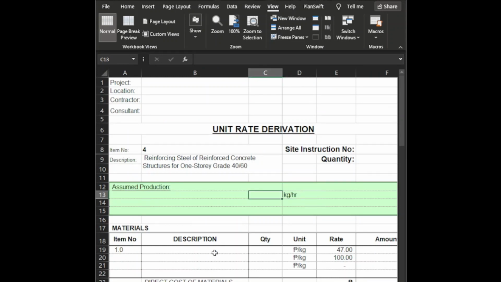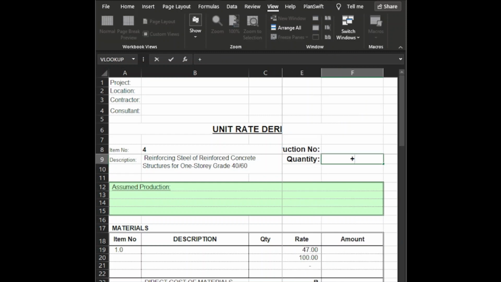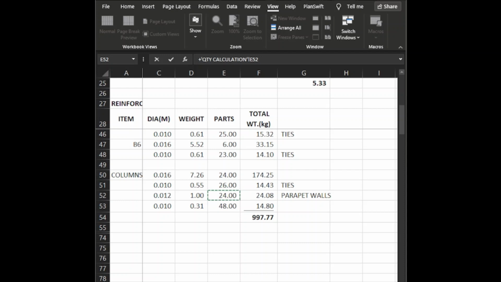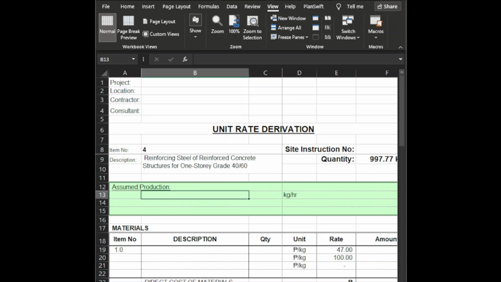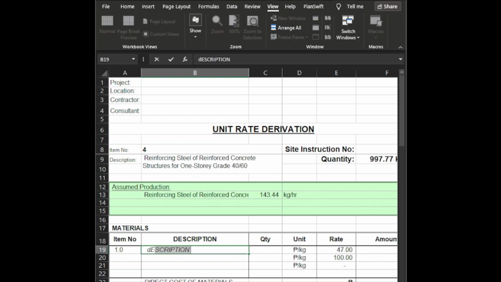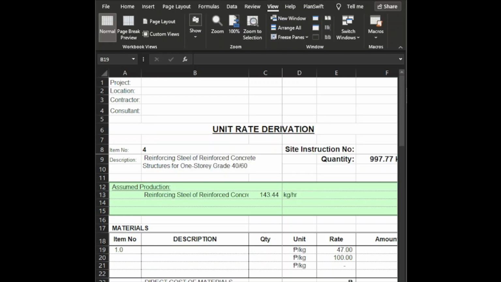So for the unit rate derivation of the reinforcing steel, we will need to link the total quantity, which is 997.67 kilogram. So our assumed production, we'll just copy this description here, is 143.44 kilogram per hour. So the materials are deformed reinforcing steel. Then we have number 16 galvanized iron wire. Then we will put consumables of 5% of the materials.